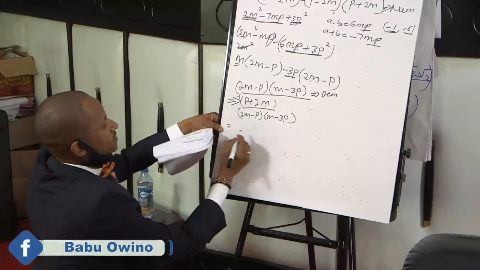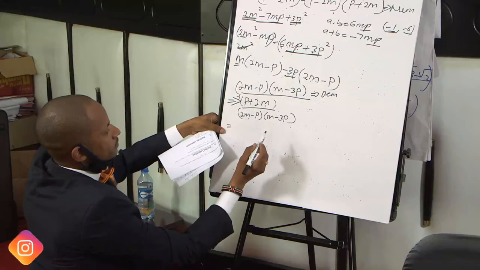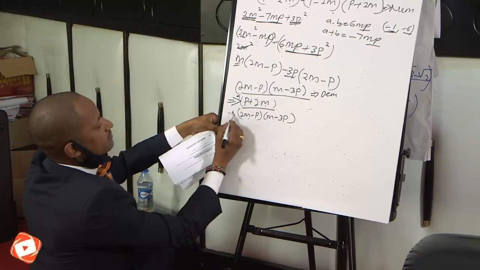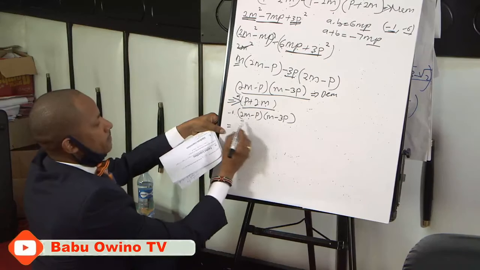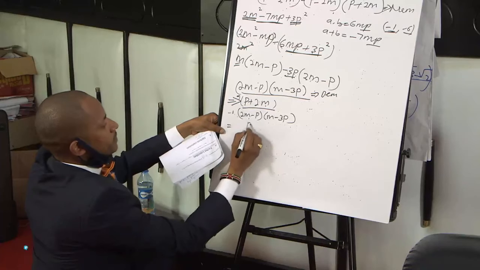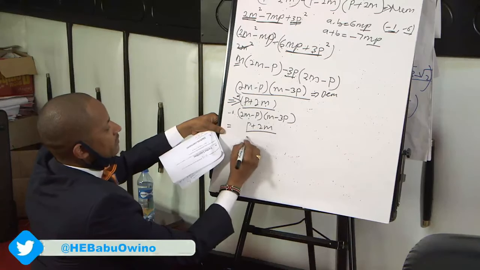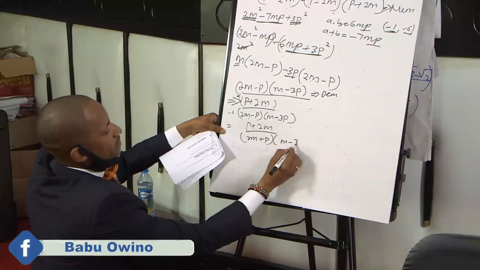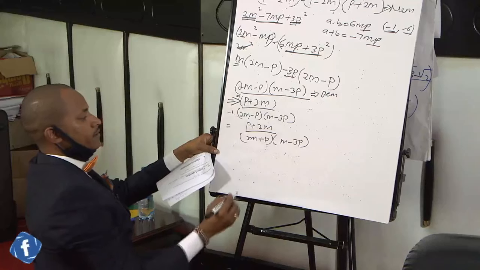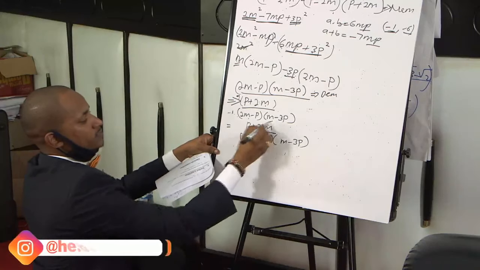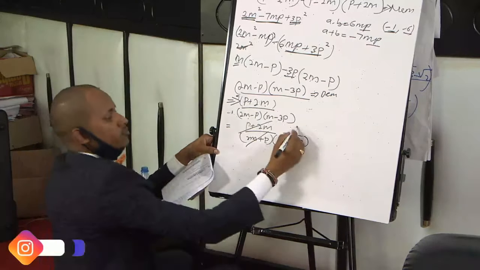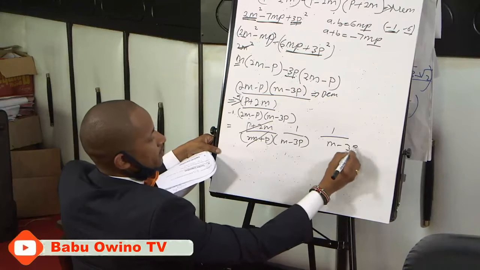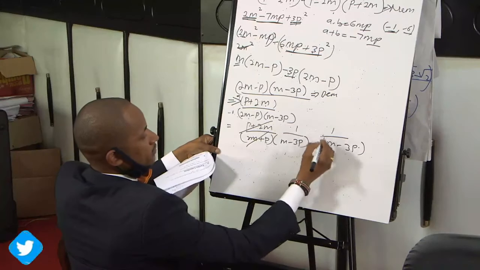So when you open this, the downer part by negative 1. So when you open this, you will get p plus 2m divided by 2m plus p into m minus 3p. So 2m plus p and 2m plus p cancel. So here you remain with 1 divided by m minus 3p. Then remember, we have minus here.